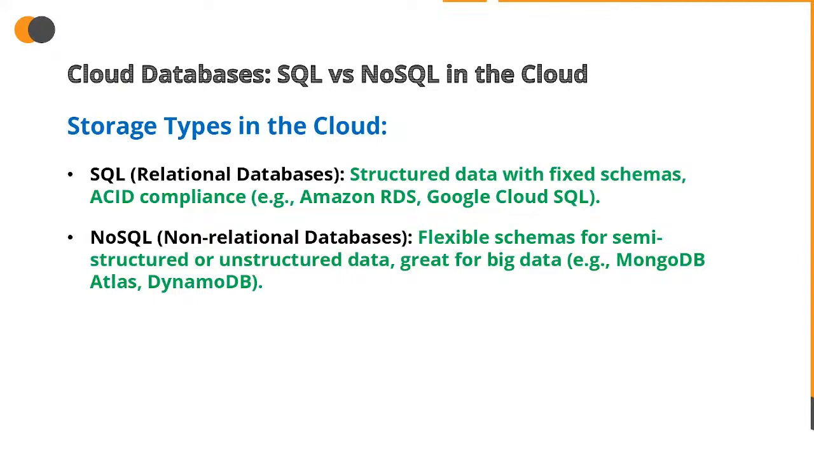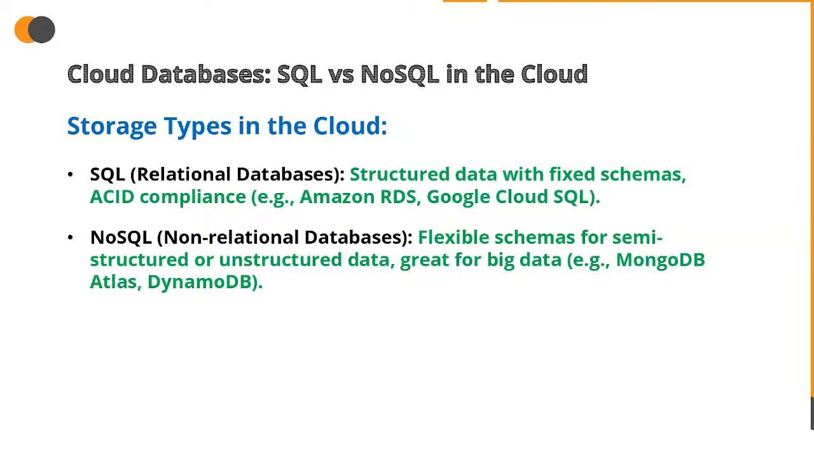So when we talk about SQL, that is the structured query language, which is present in the relational database management, known as RDBMS. So structured data with flexible schemas. Schemas are the database tables. ACID compliance, ACID properties are there. For example, in the case of the cloud, Amazon RDS and Google Cloud SQL are present for the RDBMS, the relational database management system.